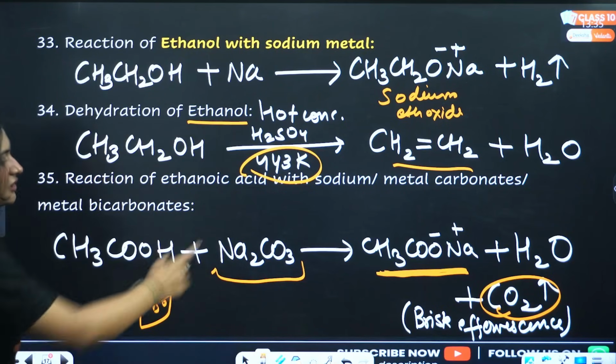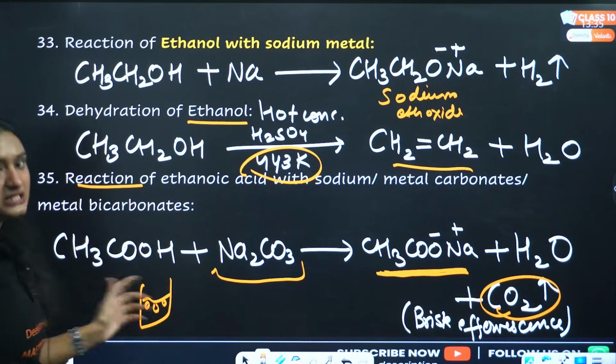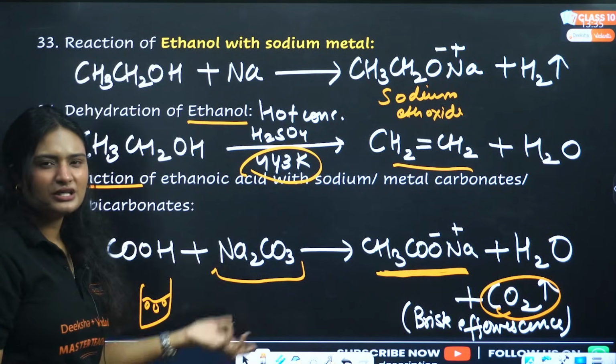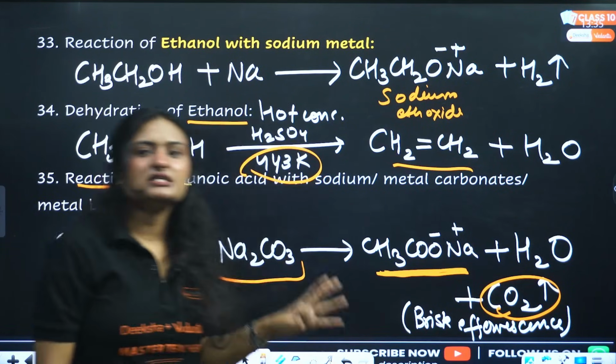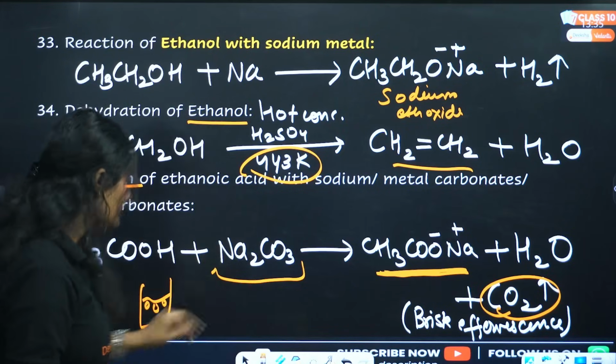Now here it is a test that can be used to distinguish between ethanol and ethanoic acid. Because ethanoic acid reacts with sodium carbonate, sodium bicarbonate, right, but ethanol does not react with sodium carbonate or sodium bicarbonate, thus it can be used as a test to distinguish between ethanol and ethanoic acid, right.